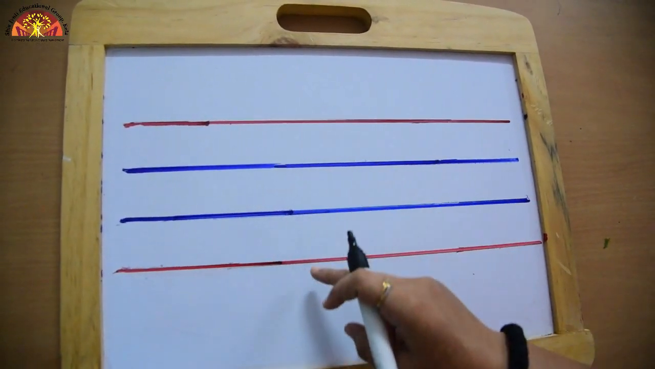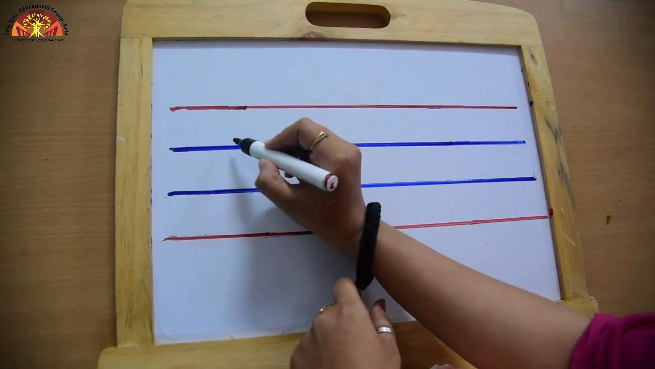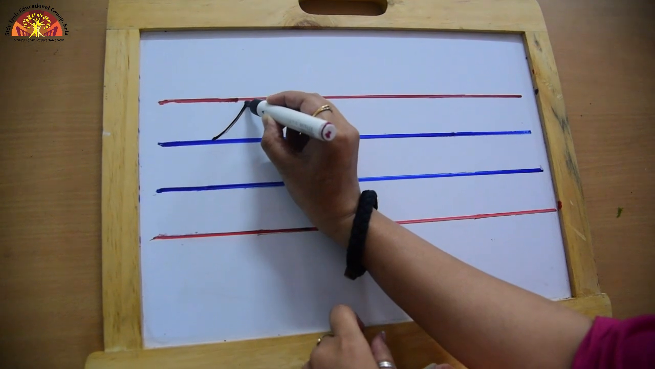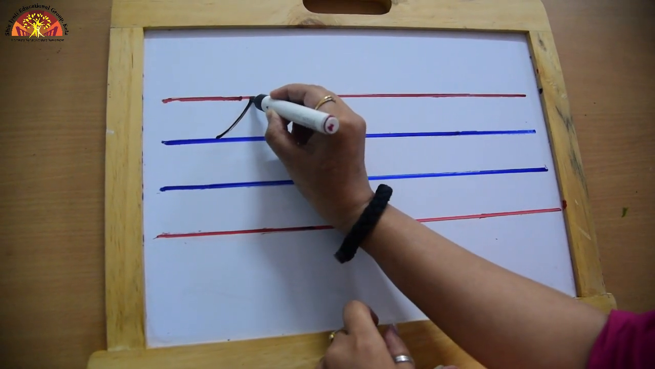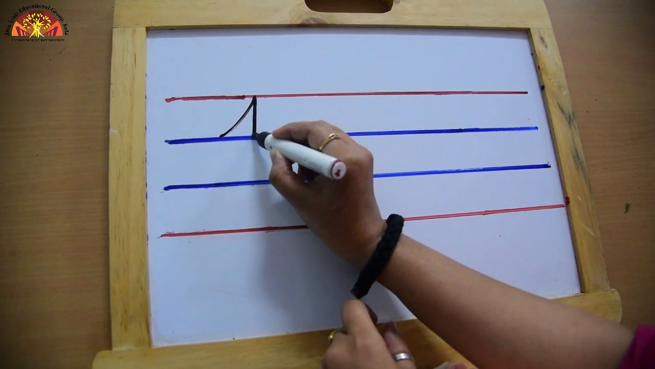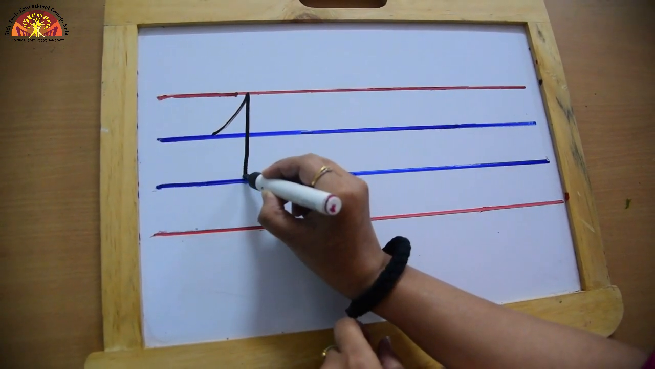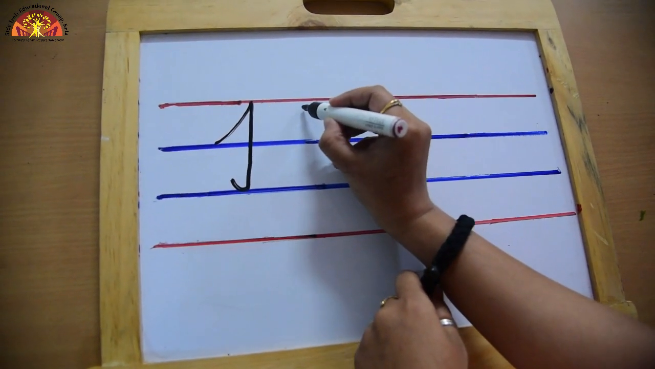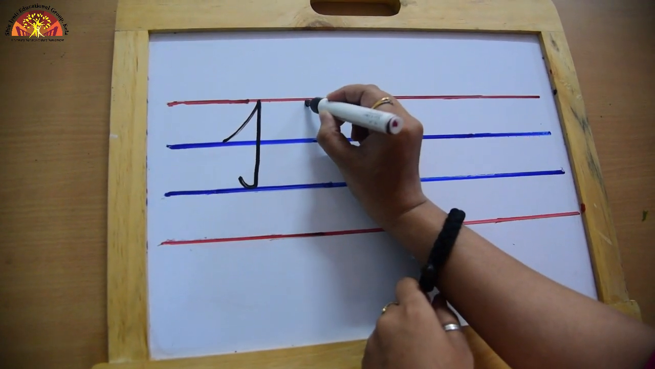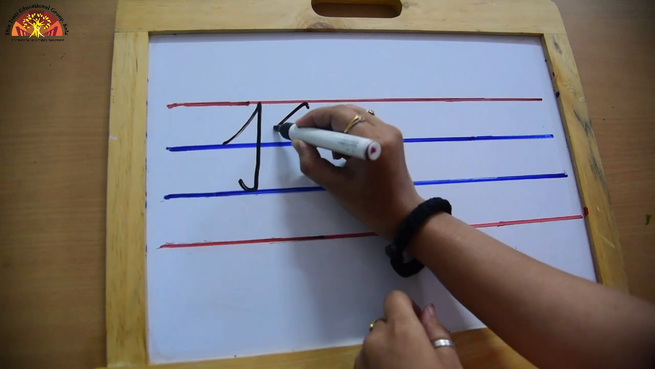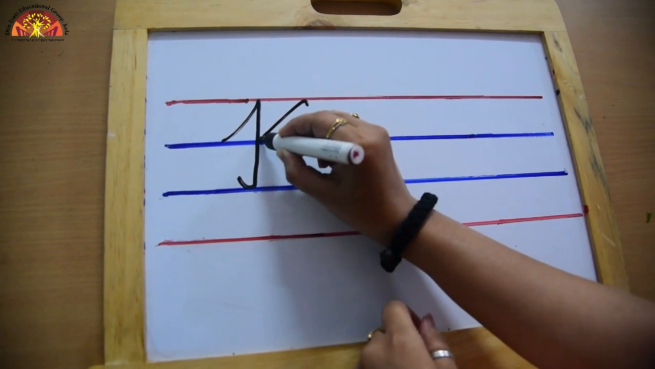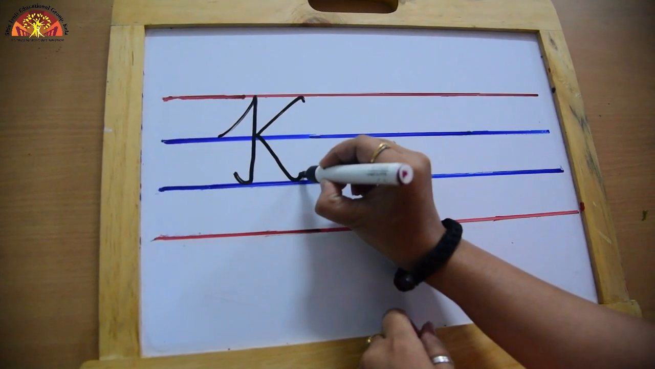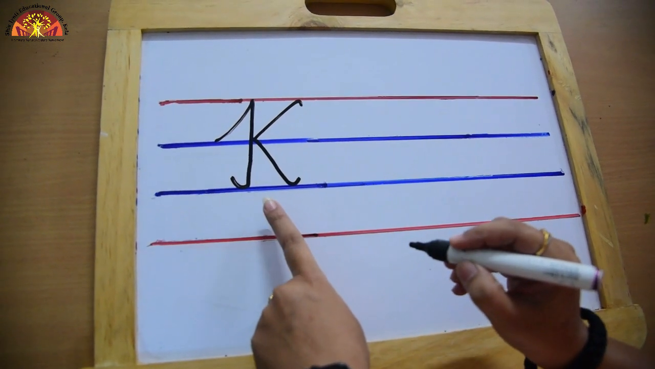So kids, as you can see, there are 4 lines. So put the pencil on second line and draw slanting line, touch the first line, okay? And now we will draw one standing line, moving towards the third line and turn. And now put the pencil near the first line and draw one slanting line, touch the center of the standing line, and again we will draw one slanting line towards the third line and turn. This is capital cursive K.